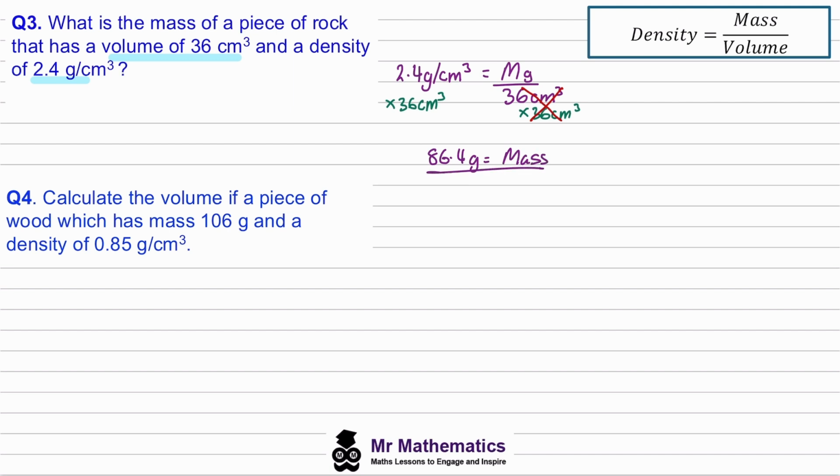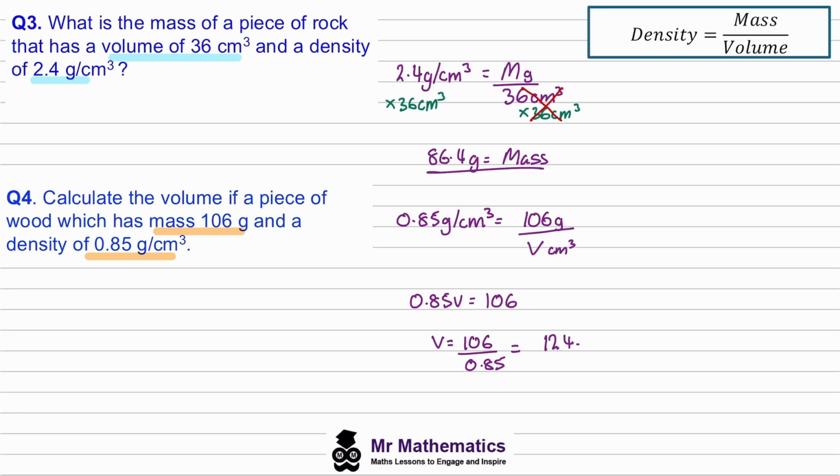Question 4. This time we've been given the mass and the density. Again, we'll substitute them into here. So now we need to rearrange this equation to make v the subject. If we move the v to the left-hand side, then we get 0.85v will equal 106. And now we'll divide both sides by the 0.85. And this will give us a volume of 124.7 centimeters cubed.